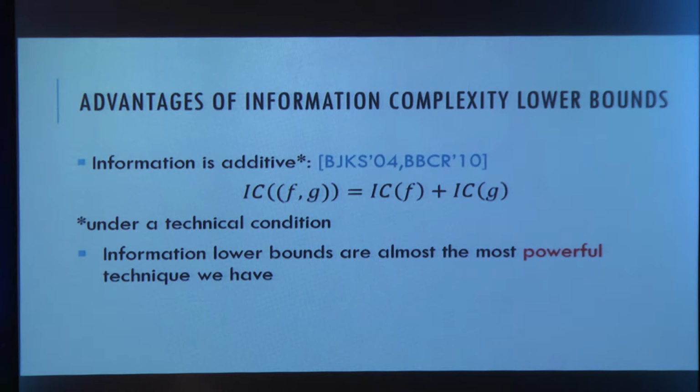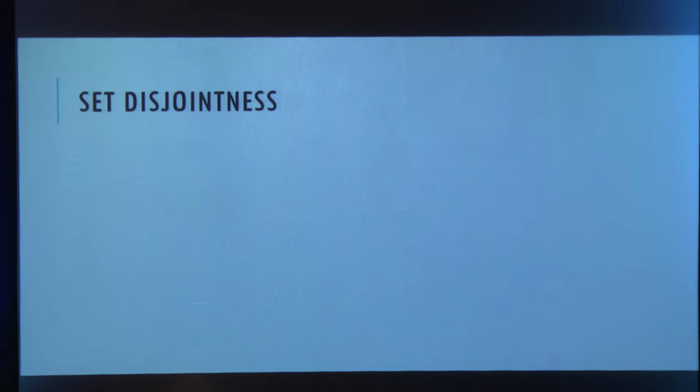This type of lower bound is almost the most powerful technique that you have. So if you can prove any lower bound at all, you probably can prove it this way. And often the lower bounds that you get are really nice and intuitive and easy to explain. So the particular lower bound that I'll tell you a tiny little bit about here is a lower bound for a function called set disjointness. It has been called the queen problem of communication complexity.